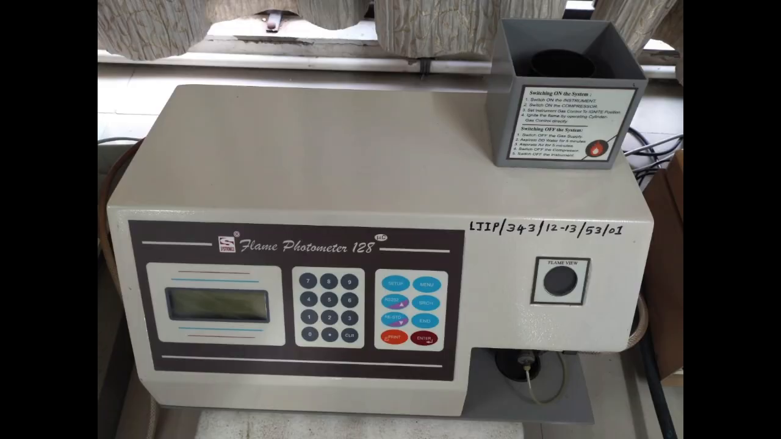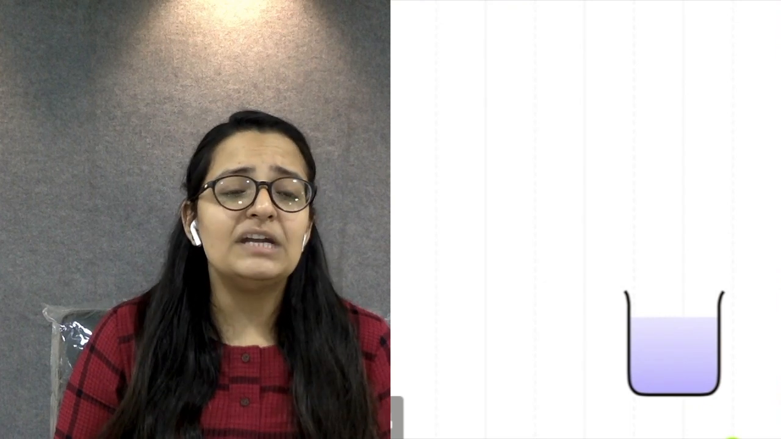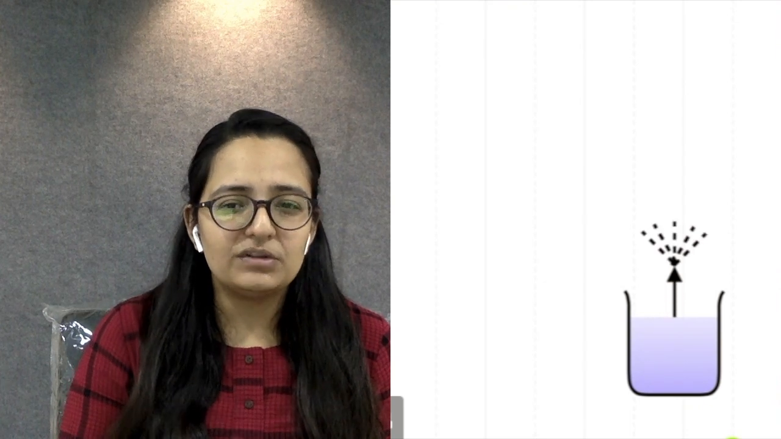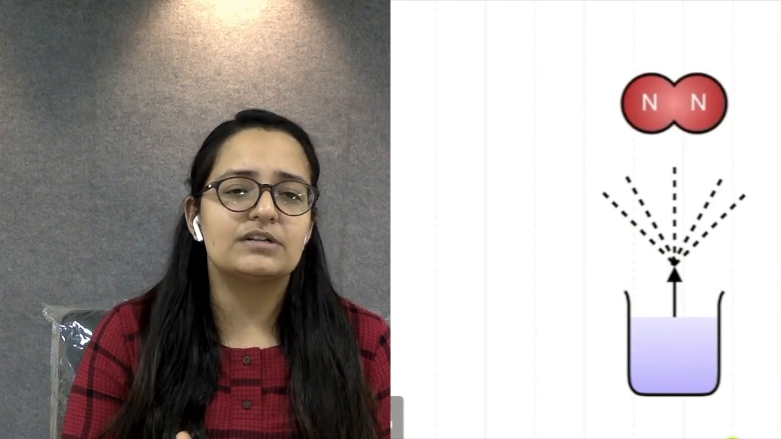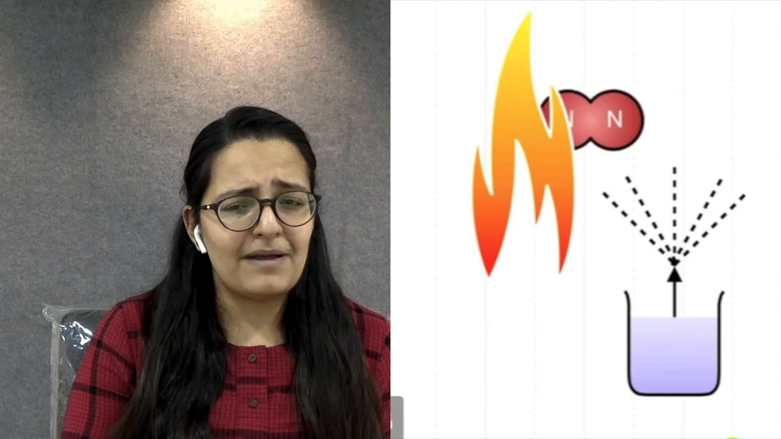Today we are going to discuss the flame photometer, what is the exact principle of this flame photometer and how it works. So let's begin with the principle of the flame photometer. Whenever any sample salt solution is introduced into the flame, the solvent is vaporized. As we know, if any sample solution is introduced into the flame, it gets vaporized, right?